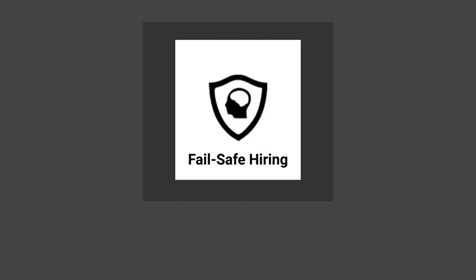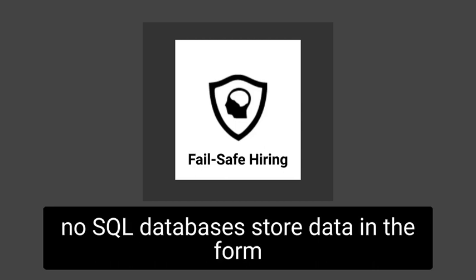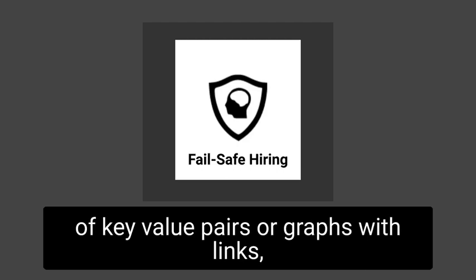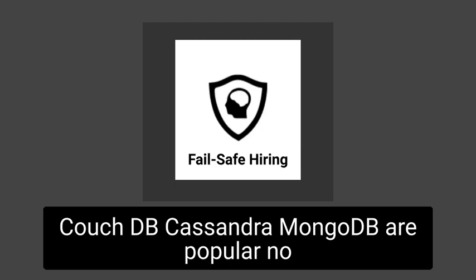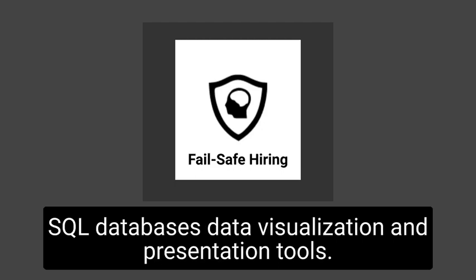NoSQL databases. NoSQL databases store data in the form of key-value pairs or graphs with links making it easier for searching and fetching data. CouchDB, Cassandra, MongoDB are popular NoSQL databases.